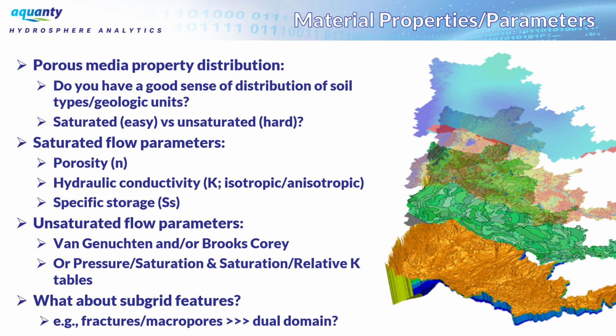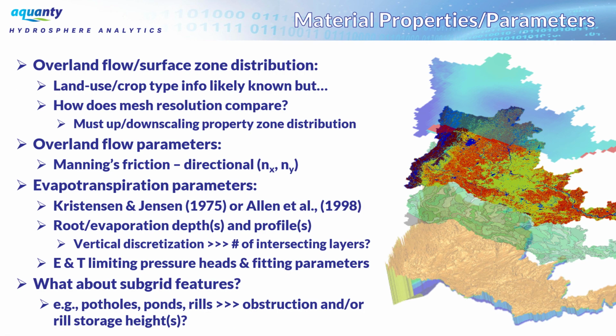In the overland flow domain, we're going to need to know land use and crop type distribution. That's usually pretty easy to get access to, since it is on the surface of the Earth. We can easily access that data, but we also have to consider how those crop and land type distribution maps compare to our mesh resolution. Sometimes it'll be necessary to up or downscale property zone distribution maps for particular areas of the model domain where there is maybe higher or lower mesh resolution.